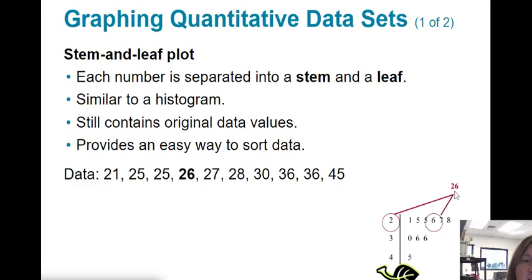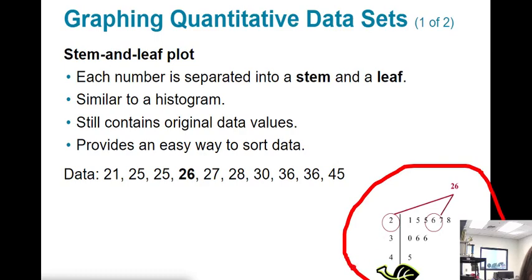So graphing quantitative data sets, you already have in your notes about stem and leaf plots. So let's talk about the difference between a stem and a leaf. You can see that if I want to make 26, 2 is the stem, 6 is the leaf. That's the stem and leaf there. And then I can also see, oh, this pairing is 21. Here's what this strategy does.